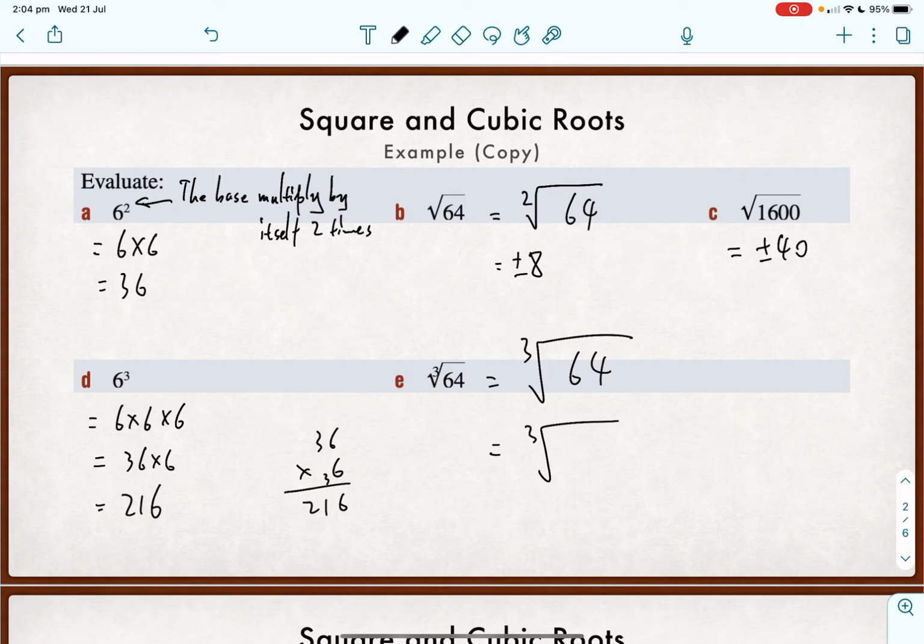So 4 times 4 times 4, which is, so now cubic root and the cubic cancel out is 4. Now this case though, if you got negative 4 times negative 4 times negative 4, it's going to end up being negative 64. So for cubic root, you only have one solution instead of 2. Okay, for square you can be positive and negative. For square root, the answer could be positive and negative. For cubic root, it can only be positive or negative.